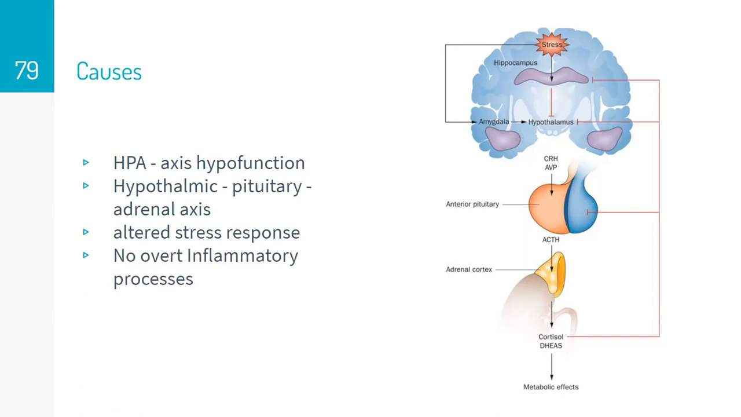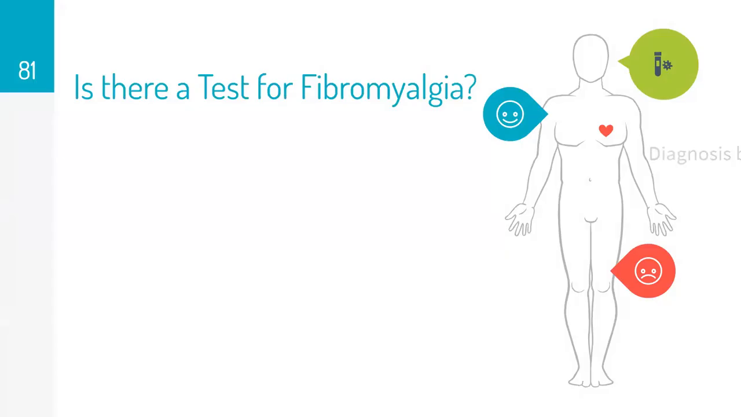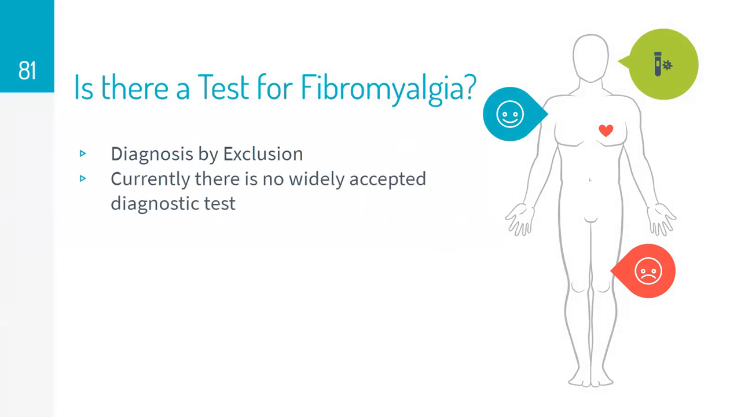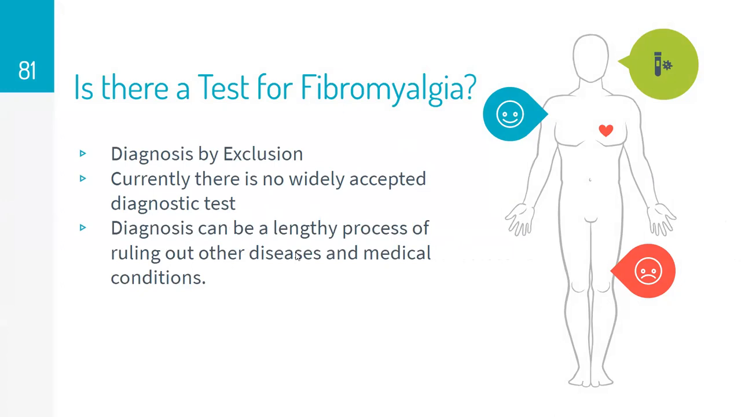There are no overt destructive inflammatory processes in the condition, and no consistent structural changes. So when we look at fibromyalgia tests, there is not one specific test that diagnoses fibromyalgia. It's a diagnosis by exclusion. That basically means if you've tested for a whole lot of other things that could look the same as fibromyalgia and none of the tests come back positive, what you're left with is fibromyalgia. It can be a lengthy process of ruling out the other diseases and medical conditions.